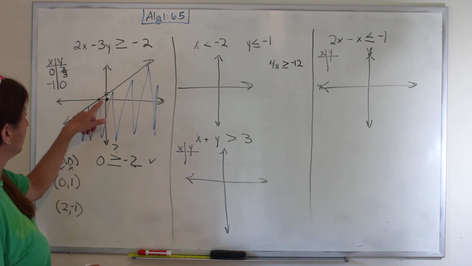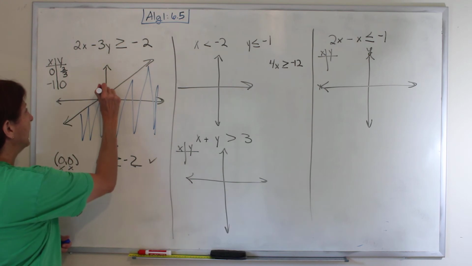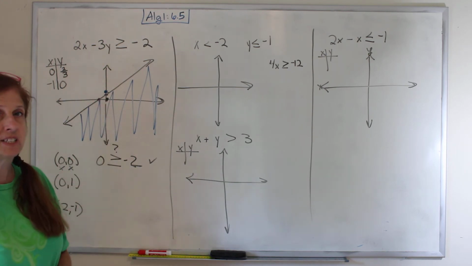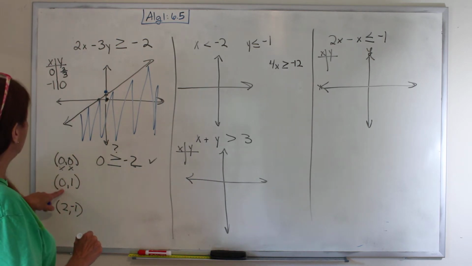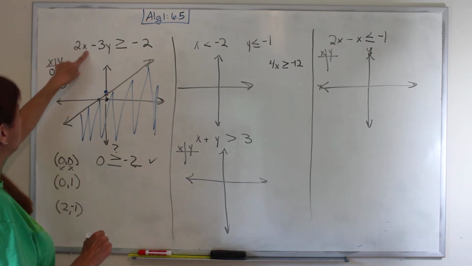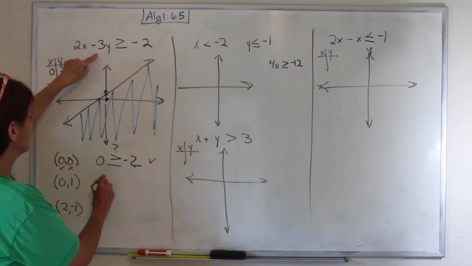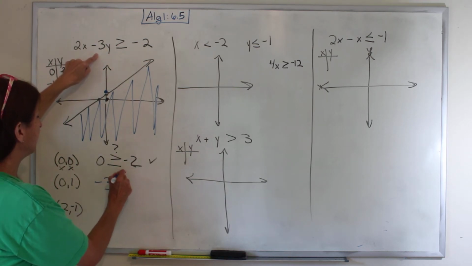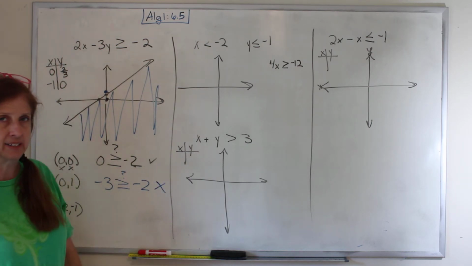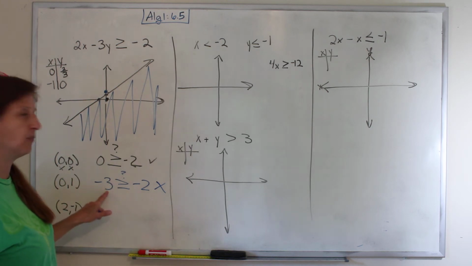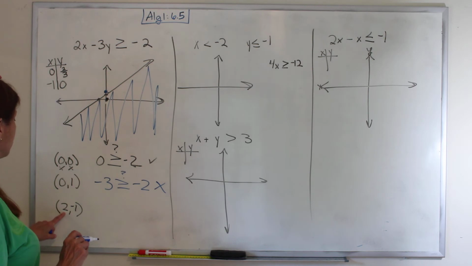Okay, let's try another point. 0, 1. X is 0, y is 1. This point is right here. Now, by looking at our graph, we should see that it should be no. Let's make sure. Okay, if x is 0, 2 times 0 is 0. If y is 1, 1 times -3 is -3. Is -3 greater than -2? No, it's not. It's less than. You're worse off if you owe me $3 instead of $2. That makes sense?